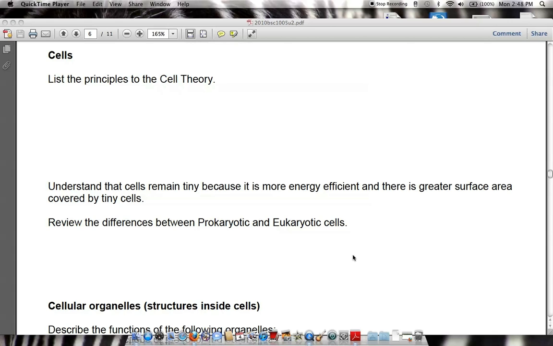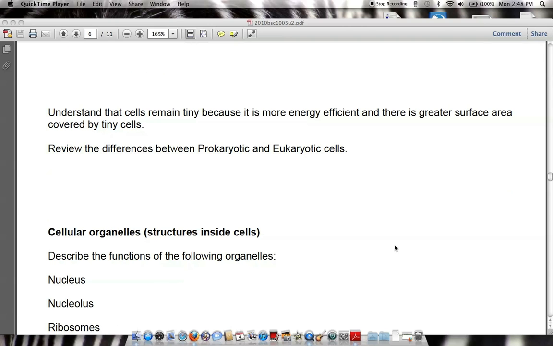Differences between prokaryotic and eukaryotic cells. Well, the prokaryotes are the very basic cells. The bacteria are members of the prokaryotic group. They're very basic. They have very few organelles and they're very small. Their DNA is not surrounded by a nuclear membrane. It is just a blob within the cytoplasm.